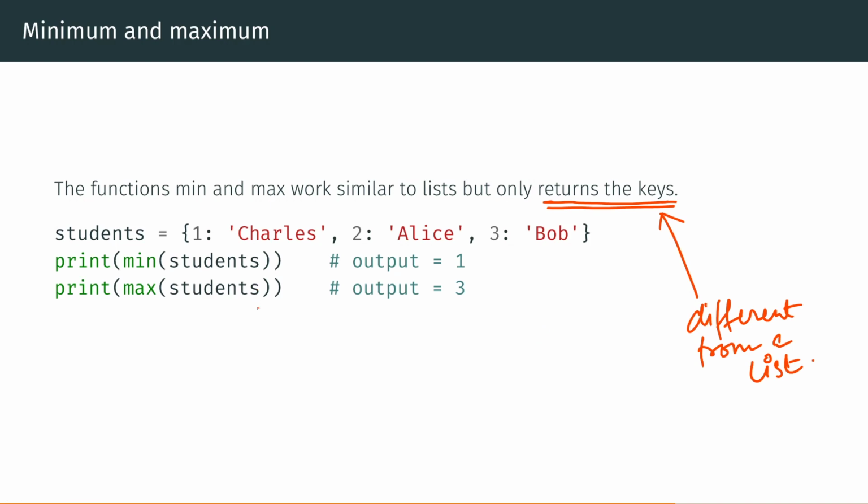For example, when we say print min students, it will output 1 and not Alice. If this were a list, it would output Alice, but since it's a dictionary, it will only print the minimum of the keys, which in this case is 1. When you say max students, similarly, it will output 3, because it only cares about the keys and not the values. So that's how you would find the minimum and the maximum of keys.